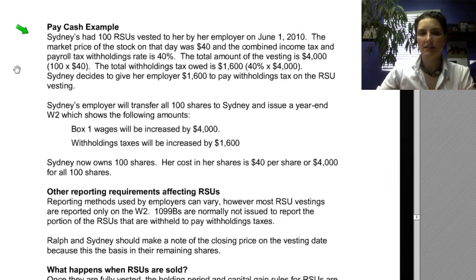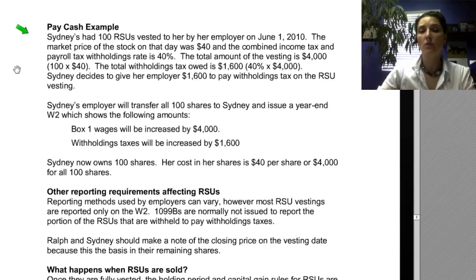And here is the pay cash, but far less common example. Sydney had 100 RSUs vested to her by her employer on June 1, 2010. The market price of the stock on that day was $40, and the combined income tax and payroll tax withholding rate is 40%. The total amount of the vesting is $4,000, or 100 shares times $40 a share, and the total withholding tax owed is therefore $1,600. That's 40% of $4,000. Sydney decides to give her employer $1,600 to pay the withholding tax on the RSU vesting.